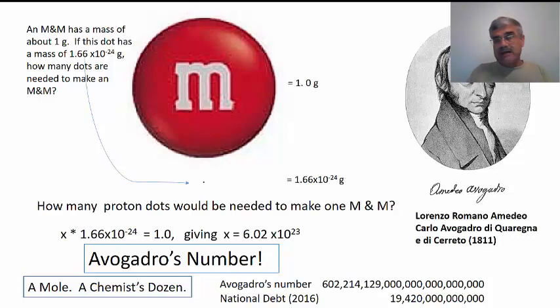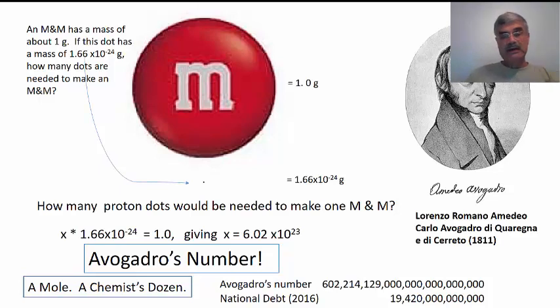We'll see a little later that Avogadro's number of atoms of carbon weighs 12 grams, just like Avogadro's number of protons would weigh 1 gram. Now, to give you an idea of how large Avogadro's number is, I compare it to the U.S. national debt in 2016. We think our national debt is tremendously large, but look how much larger Avogadro's number is.